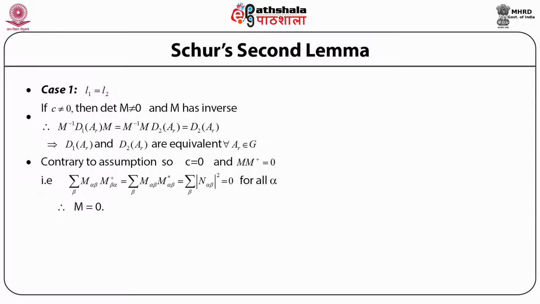Therefore, C is equal to 0 and M M dagger is equal to 0, which means that in terms of elements, M alpha beta, M dagger beta alpha is equal to M alpha beta star, because the matrix elements of the dagger matrix are obtained by interchanging the rows and columns and taking the complex conjugate. Therefore, the sum over all beta of M alpha beta, M dagger beta alpha is equal to the sum over beta of modulus M alpha beta squared, which is equal to 0 for all alpha, and therefore M has to be equal to 0.